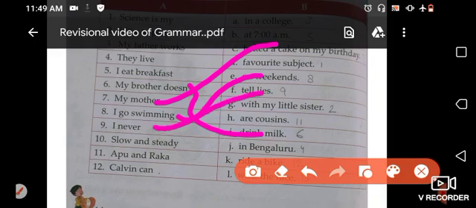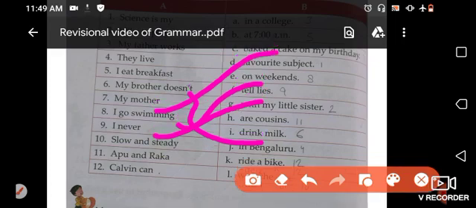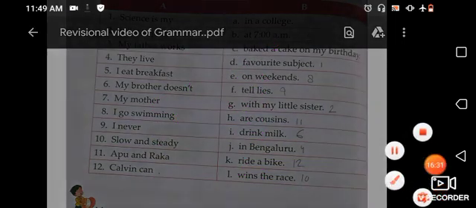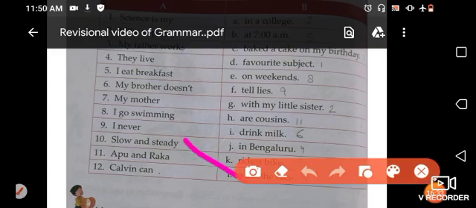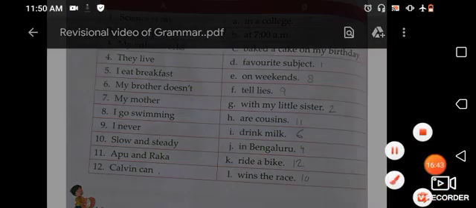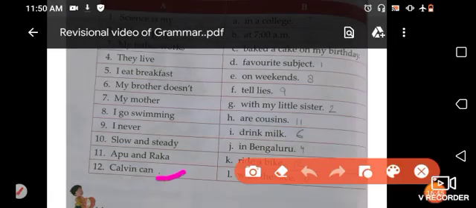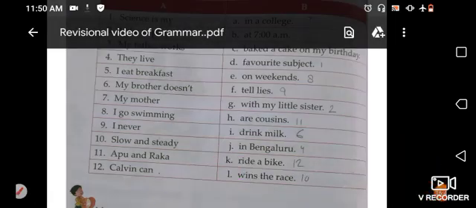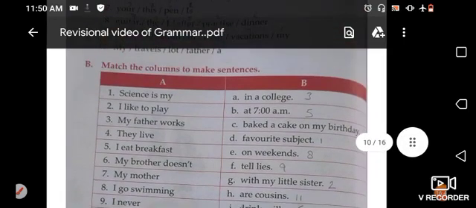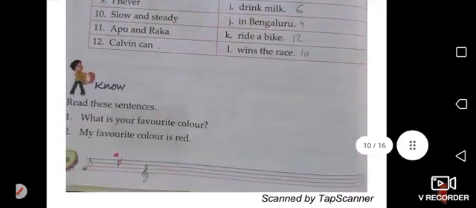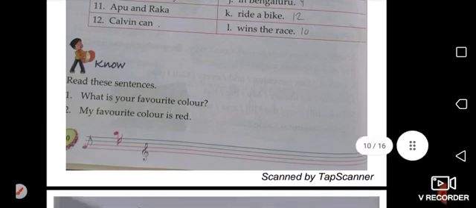Okay. Tenth one is: slow and steady wins the race. Okay. 11th one is: Apu and Raka are cousins. Okay. 12th one is: Calvin can ride a bike. Okay. That's it. So it was exercise B. Now move on to the next one.